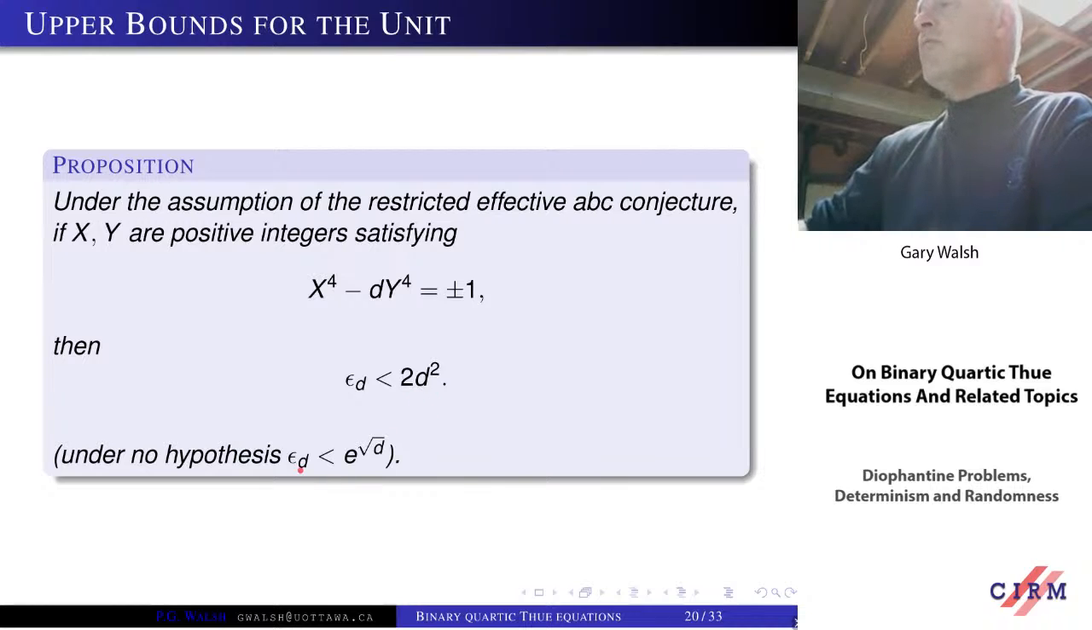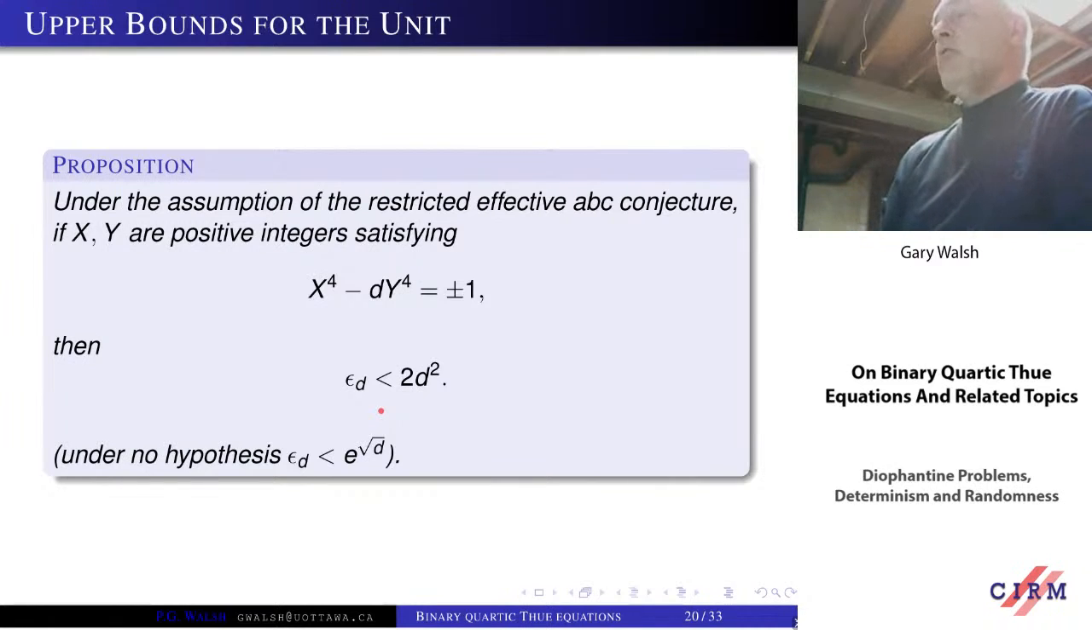Remember, in general, the fundamental unit is huge. It's e to the root D. So it has big O of root D coefficients, X and Y. So here, having a bound of 2D squared is really small. Well, what does that mean? That means that in order to compute the fundamental unit, we only need to compute a few convergents of the continued fraction expansion. And once the coefficients are bigger than 2D squared, we can break the computation. We know that there can't be a solution to this equation.